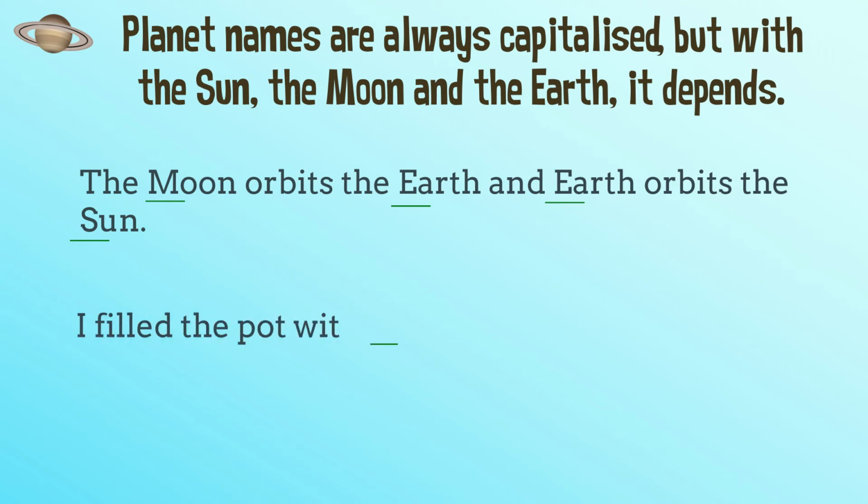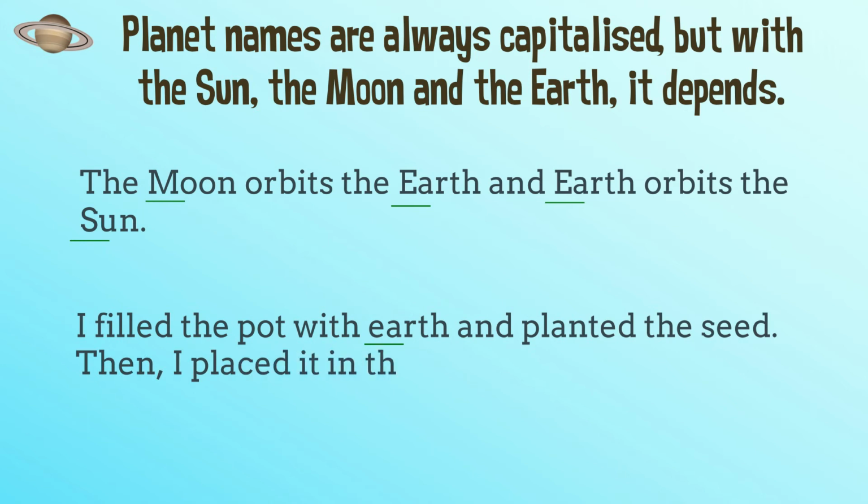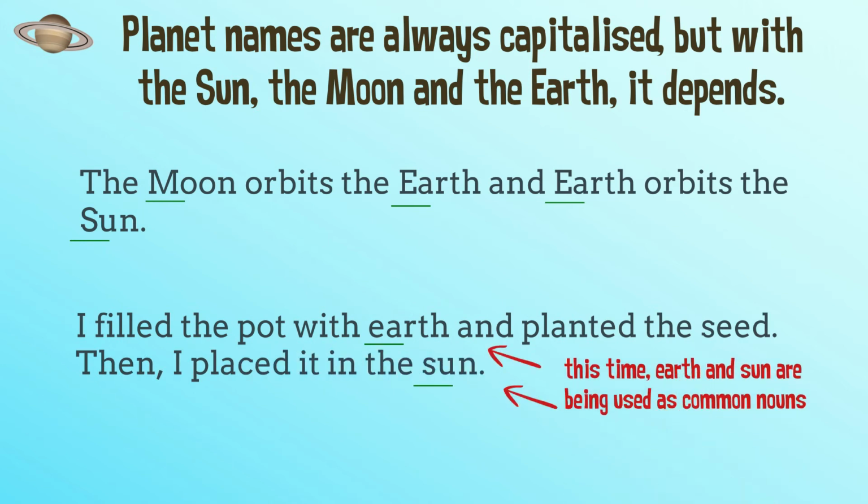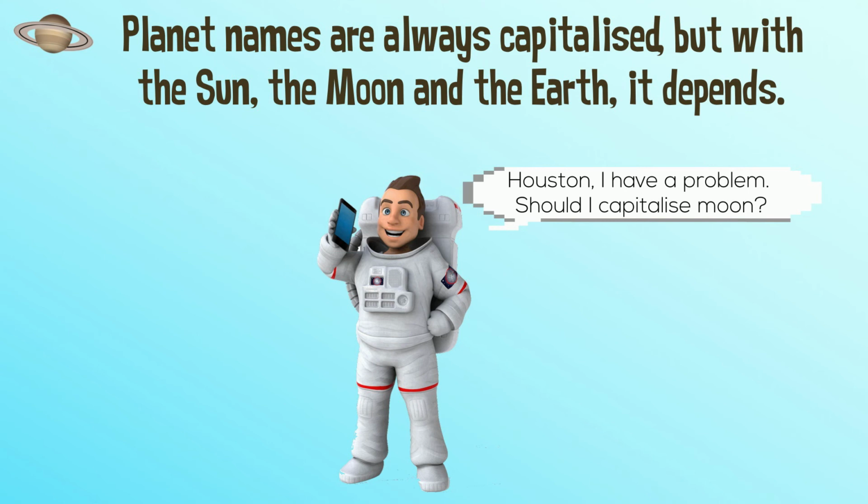I filled the pot with earth and planted the seed. Then I placed it in the sun. This time, earth and sun are being used as common nouns, so don't need capital letters. It can get really confusing as to whether you're using sun, earth, or moon as common or proper nouns, and the dictionaries of the world and NASA have failed to agree on this.